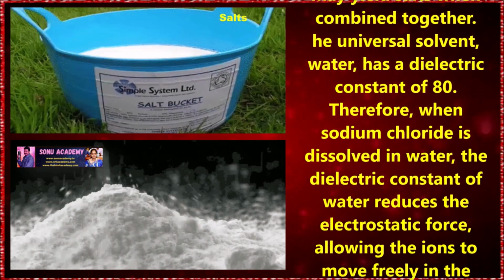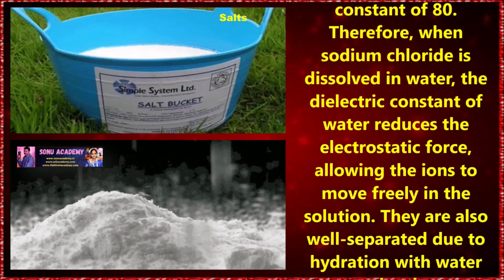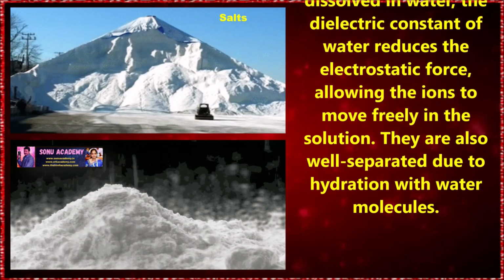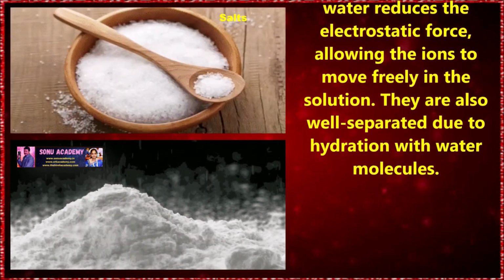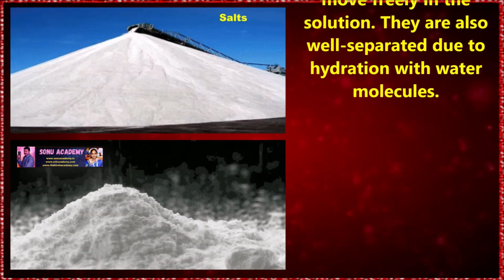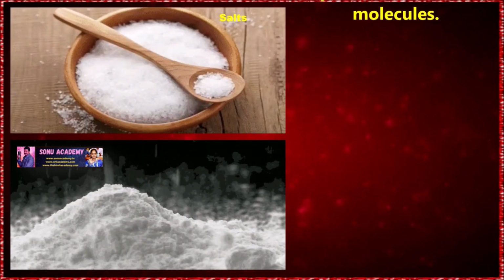The universal solvent water has a dielectric constant of 80. Therefore, when sodium chloride is dissolved in water, the dielectric constant of water reduces the electrostatic force, allowing the ions to move freely in the solution. They are also well separated due to hydration with water molecules.